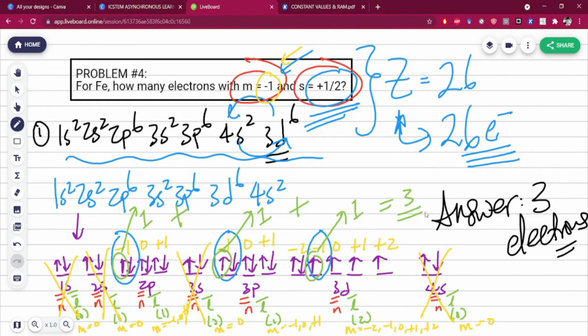So you need to fulfill all what the question wants. In this particular case, you want to fulfill m equals to -1, s equals to positive half. So you have m equals to -1 here, 1, 2, and 3. But inside here you have positive and negative. All right, so you need to take that into account.